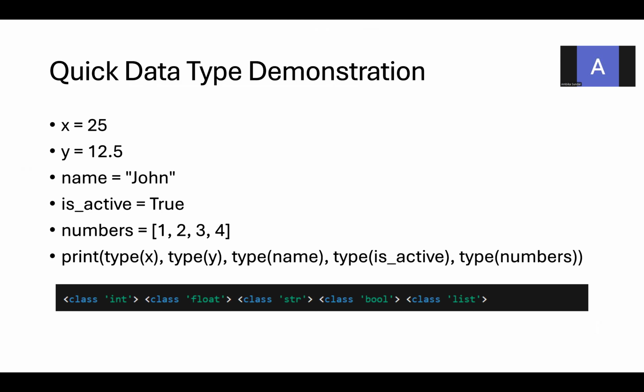Now, print all the data types. Type of X is integer. Type is a function which is going to show you the data type of a particular variable. Type of X is int, type of Y is float, type of name is string, type of is_active is boolean, and type of numbers is list.